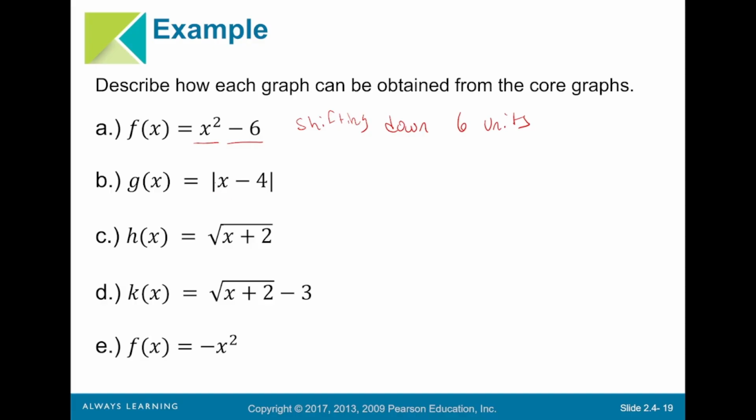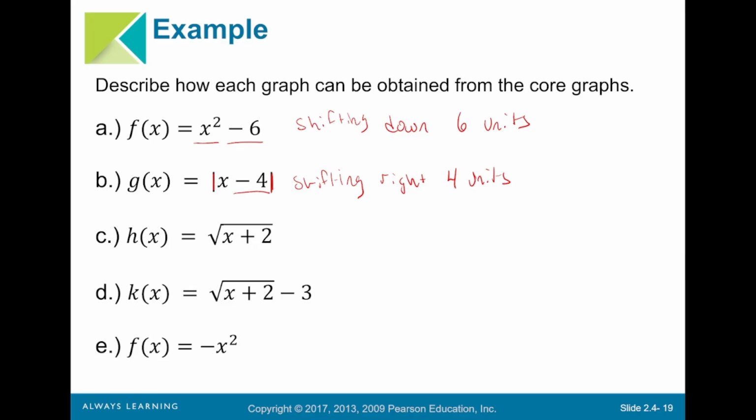Now for this one, our core function is these absolute value bars. And notice this minus 4 is actually inside the absolute value bars, kind of inside the function. So this one is actually a horizontal shift. So we're shifting left or right. And because we're subtracting 4, we're actually moving to the right 4 units. Subtracting 4 makes you want to move it to the left because you think it should move in the negative direction. But that's not true here. We're subtracting 4, so we're moving to the right 4 units.